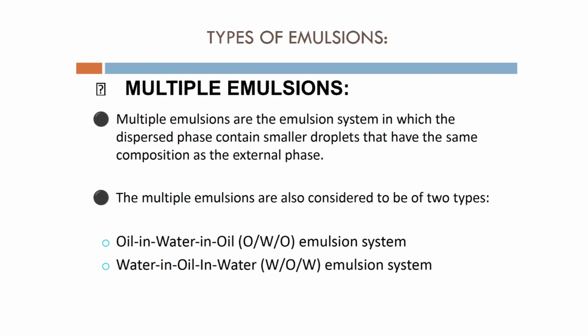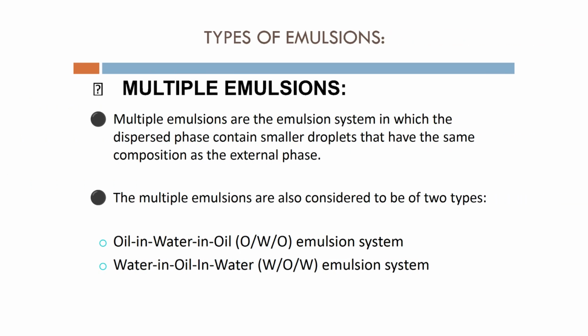Next, we delve into the more complex world of multiple emulsions. Multiple emulsions are like emulsions within emulsions. They are systems where the dispersed phase itself contains smaller droplets that have the same composition as the external phase. There are two main types. The first is oil in oil, or O/W/O. The second is water in water, or W/O/W.